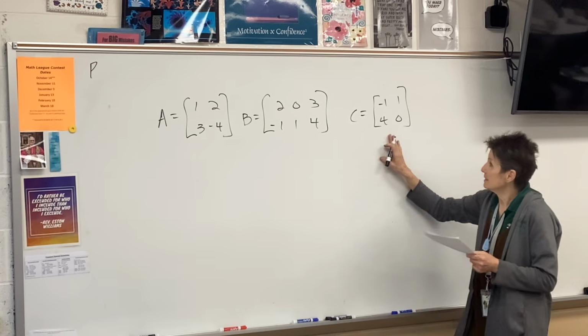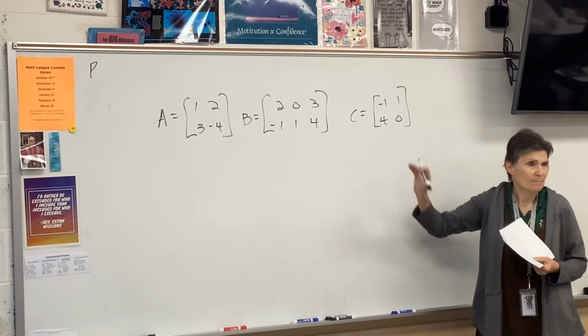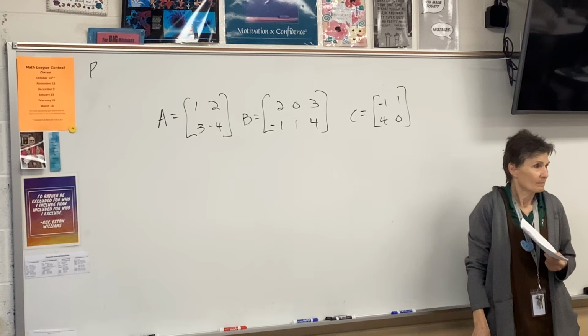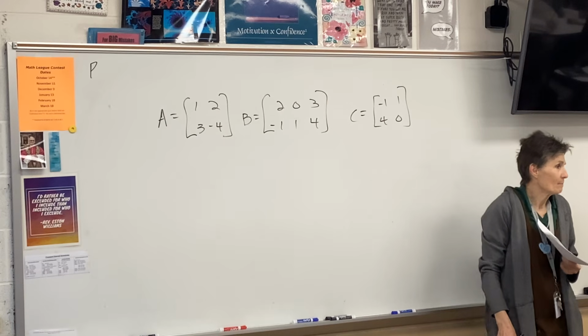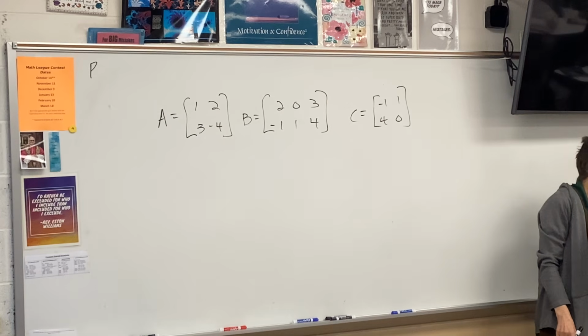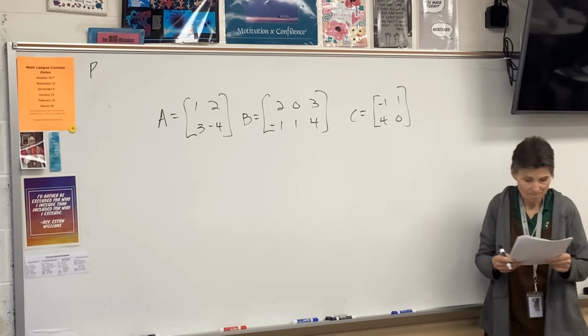And C sub 3, 1. Can't do that because there's no row 3. Yeah, so that one there isn't one.